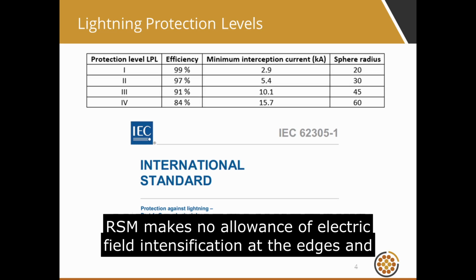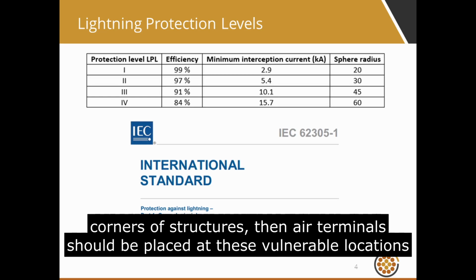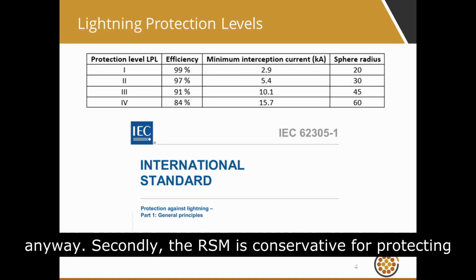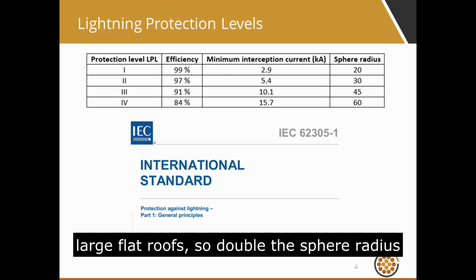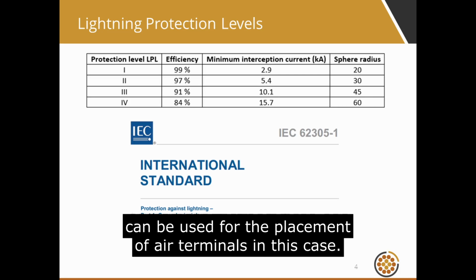Firstly, since RSM makes no allowance of electric field intensification at the edges and corners of structures, then air terminals should be placed at these vulnerable locations anyway. Secondly, the RSM is conservative for protecting large flat roofs, so double the sphere radius can be used for the placement of air terminals in this case.